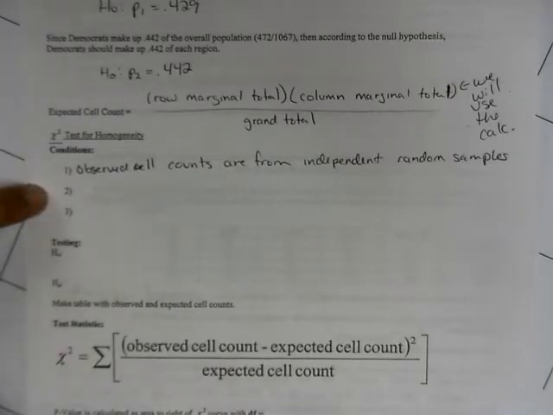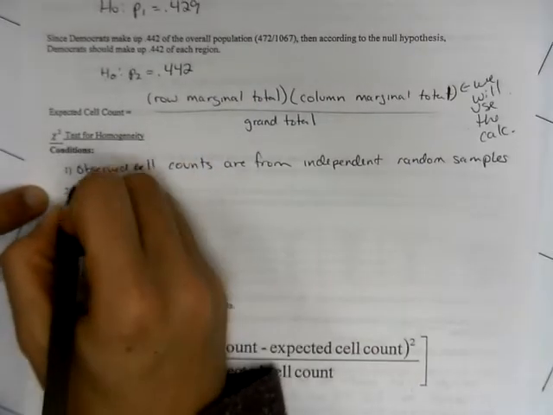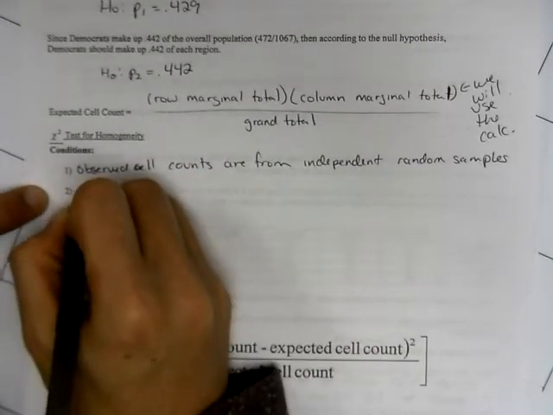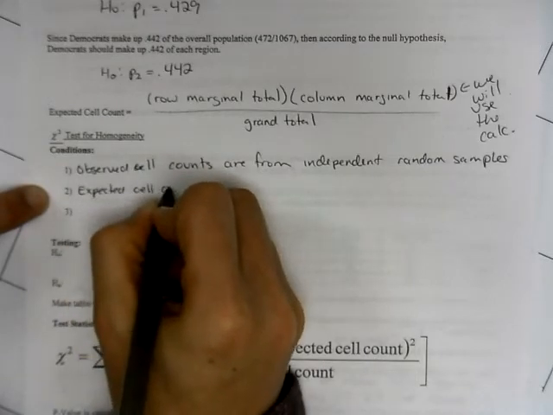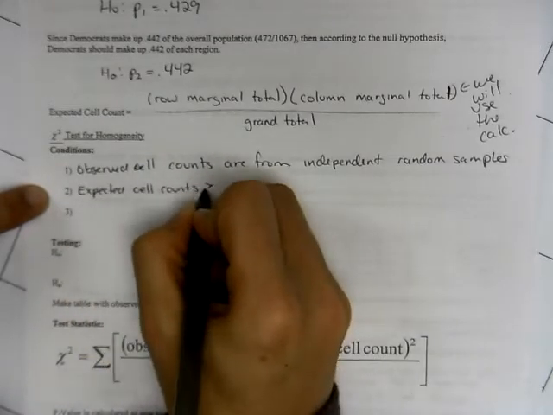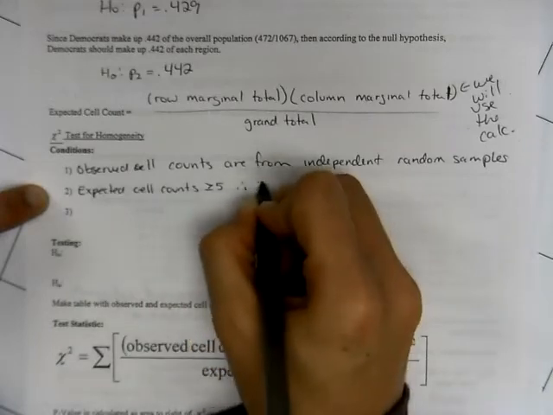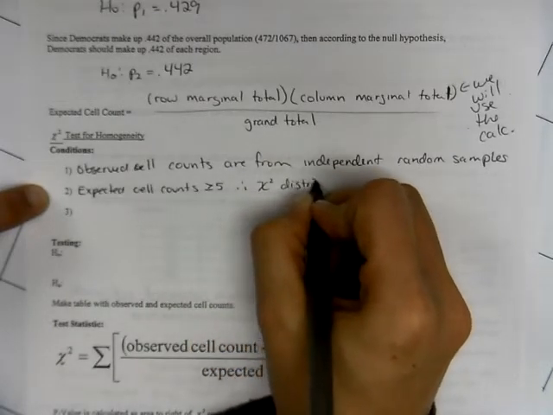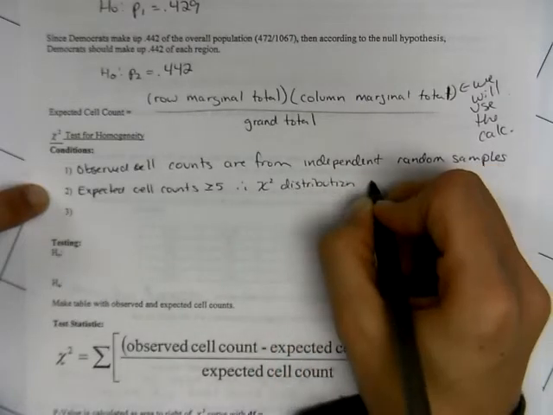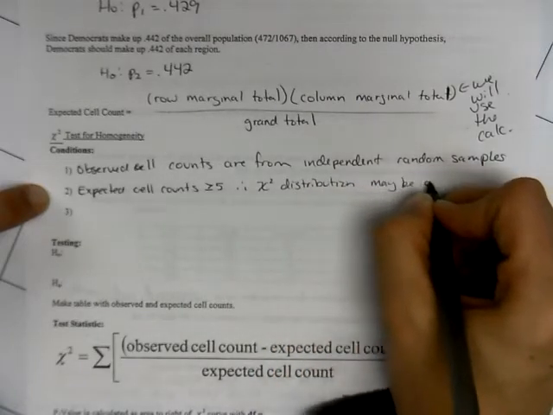Condition 2 is still the same as yesterday. Expected cell counts should be greater than or equal to 5. Therefore, your chi-square distribution may be appropriate.